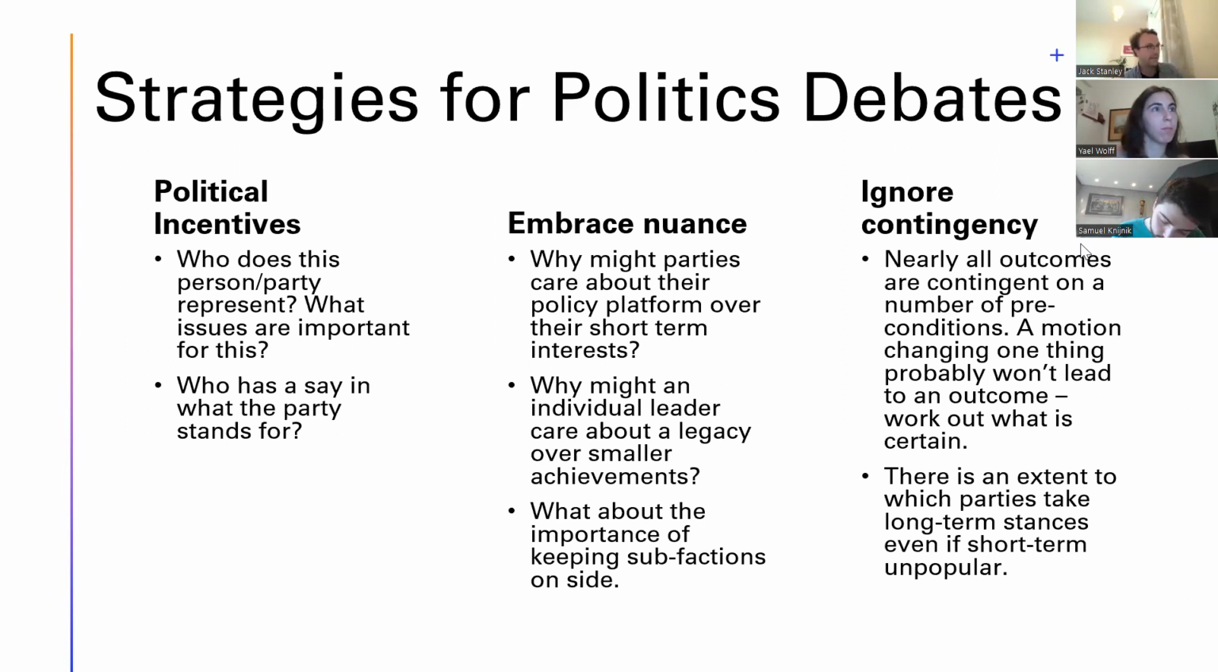Why might parties care about their policy platform over short-term interests, particularly if we're talking about fundamental shifts in policy platform, like the Labour Party shifting to the right on economic issues? That's not a very Labour position. So they've changed their policy platform in order to cater to short-term interests. Sometimes they might not want to do that. Sometimes they might say, actually, it's more important to us to stick to a principle.